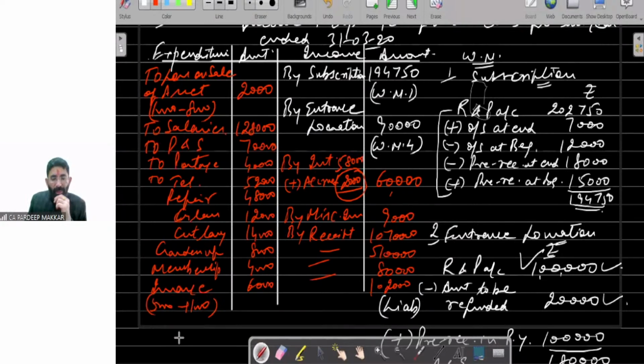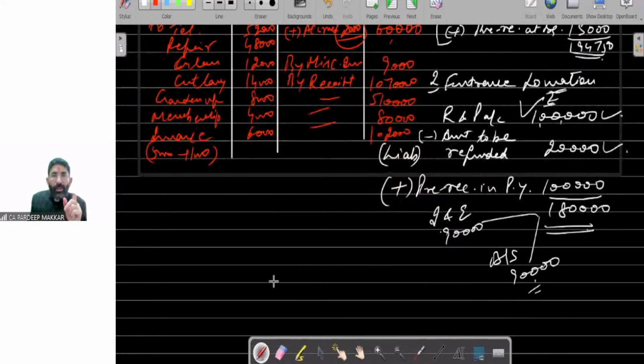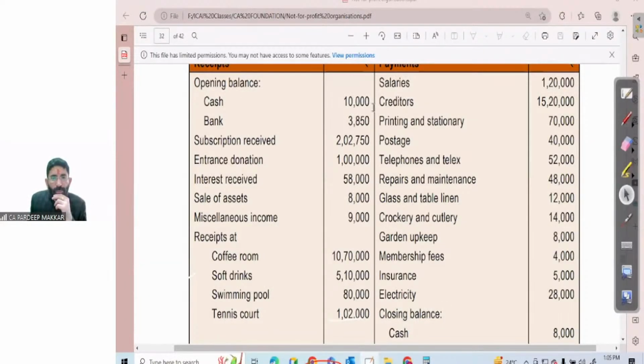Prepaid at the beginning is to be added. Very good, well done. Check it out. This is prepaid insurance at the beginning, which is to be added, not to be deducted. Presence of mind should be there.